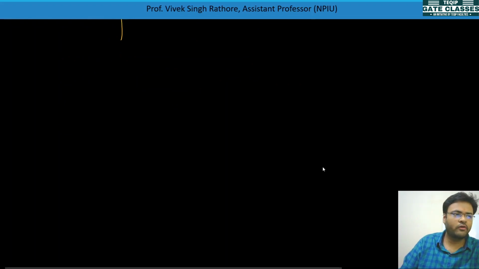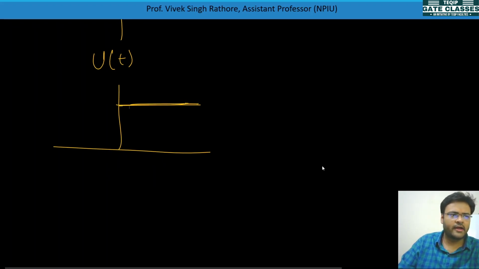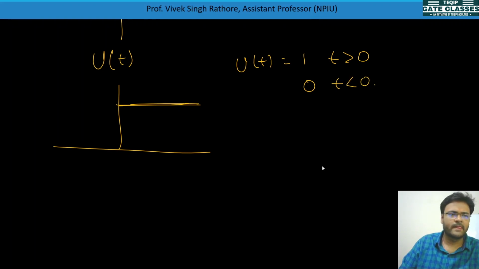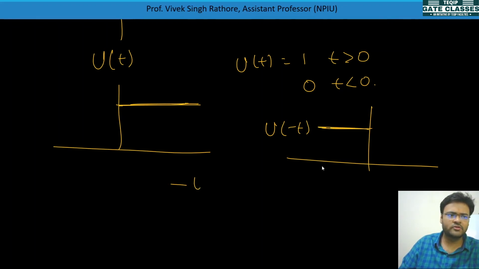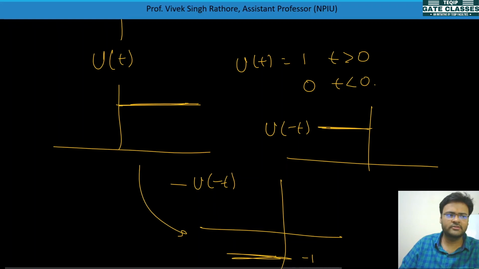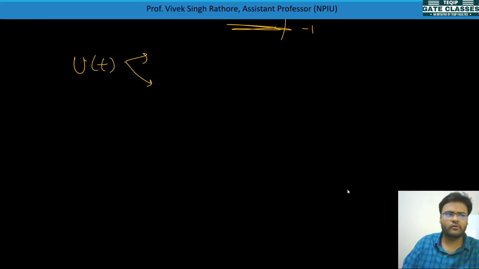But if you calculate for the unit step signal, what will we get? Unit step u t can be represented as 1 for t greater than 0 and 0 for t less than 0. u t is like this. But whenever you do u of minus t, you will get this signal. These both are not equal, so let's do minus u of minus t. So minus u of minus t, you will get like this. Again these both are not equal, so that means the unit step signal is neither even nor odd.